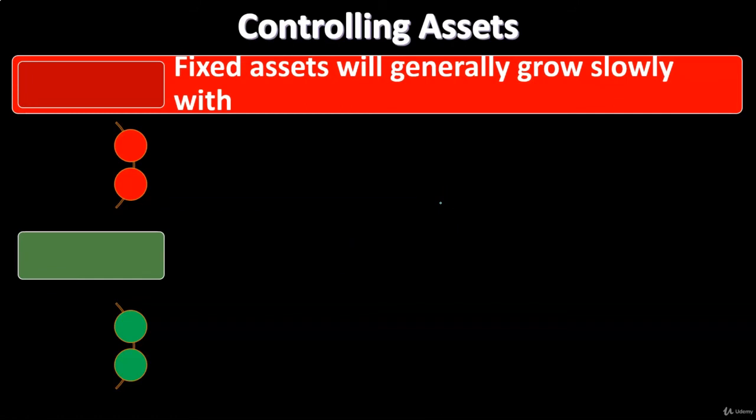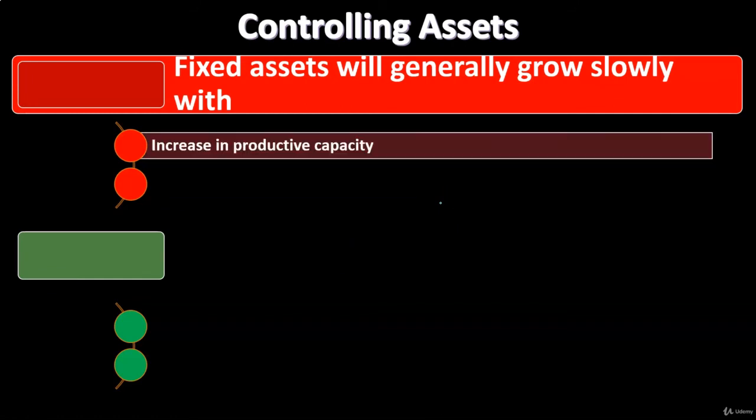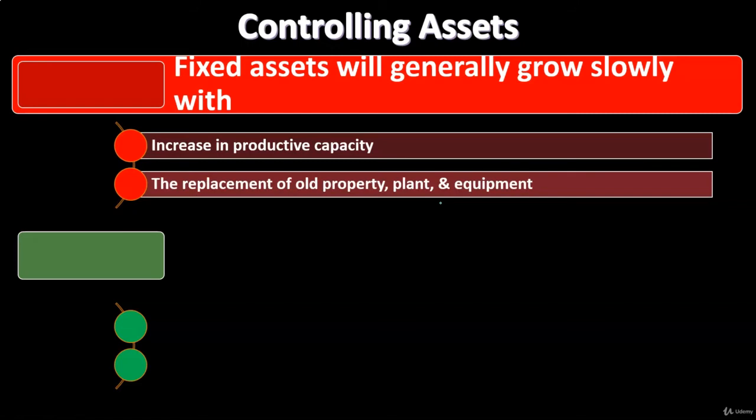So, controlling assets. Fixed assets will generally grow slowly with increase in production capacity and the replacement of old property, plant, and equipment. When you're thinking about the fixed assets, otherwise known as the property, plant, and equipment, or the PP&E, the depreciable assets, things like buildings and equipment, they're going to grow more slowly, of course, because the point is to take your money and put it into property, plant, and equipment to help you generate the revenue in the future, by putting in that investment which is going to help you many periods into the future.